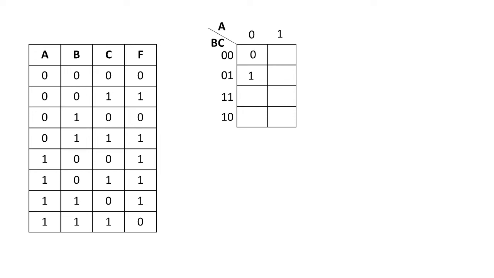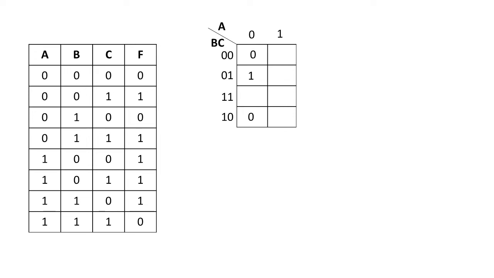Now let us observe the third row. See, third row 0, 1, 0. The function value is 0. So 0, 1, 0. A0, B1, C0. Observe A0, B1 and C0. So in this position I have kept the function value 0.